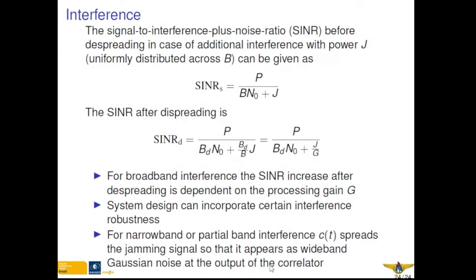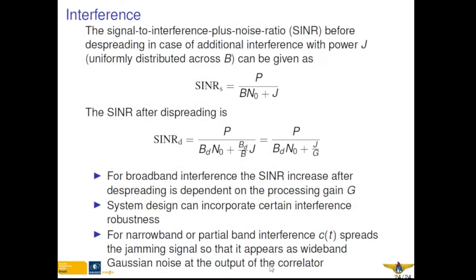Interference. This is my last slide for this first lecture, where we introduced the multiple access scheme for GNSS. We can also now calculate the signal to noise plus interference ratio, SINR, before the spreading in case of additional interference with power J, uniformly distributed across the band B. So we are assuming a broadband jamming, for example, of our signal with the same bandwidth as our desired signal. And then the SINR before correlation we can write as P over B N0 plus J, the power of the jammer.